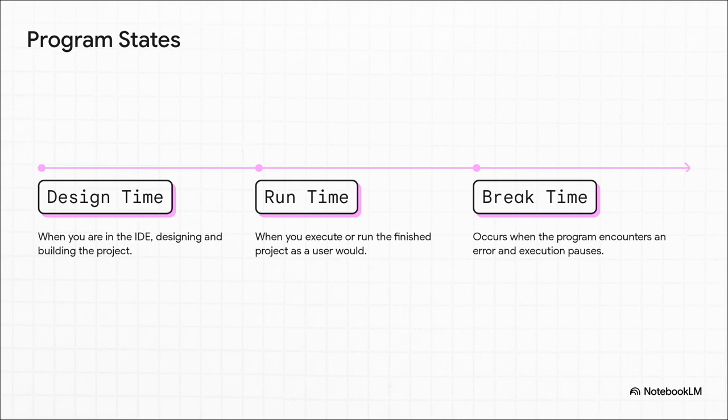When you're in the workshop, building it, that's design time. When you or your customer are actually using the finished app, that's runtime. And if something goes wrong, if there's an error and the program freezes, it enters break time, which is a special paused state so the programmer can figure out what went wrong.